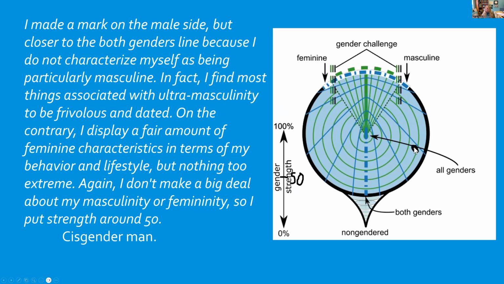A cisgender man puts himself over here, you can see, at 50% strength. So even though people think, oh, cisgender majority people probably all would locate themselves in a very limited part of the configurations, we find a lot of heterogeneity.